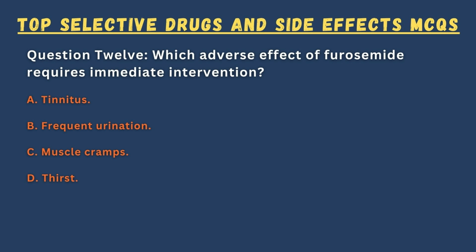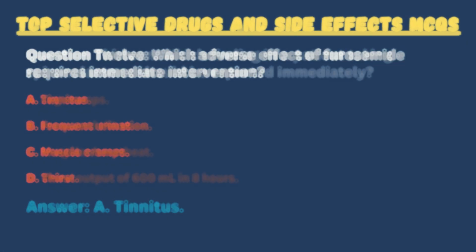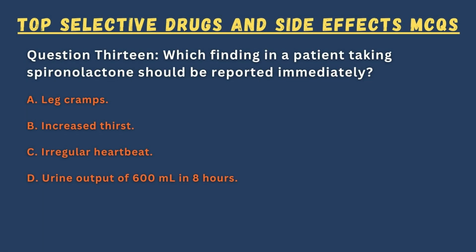Question 12. Which adverse effect of furosemide requires immediate intervention? A. Tinnitus. B. Frequent urination. C. Muscle cramps. D. Thirst. Answer: A. Tinnitus.